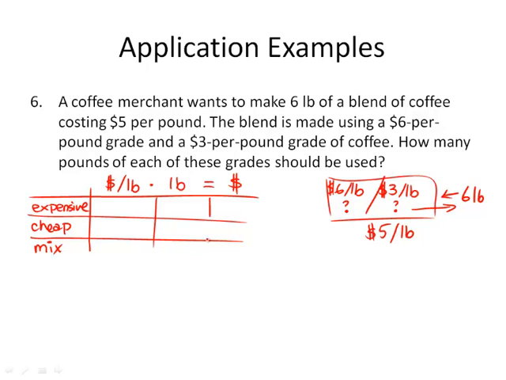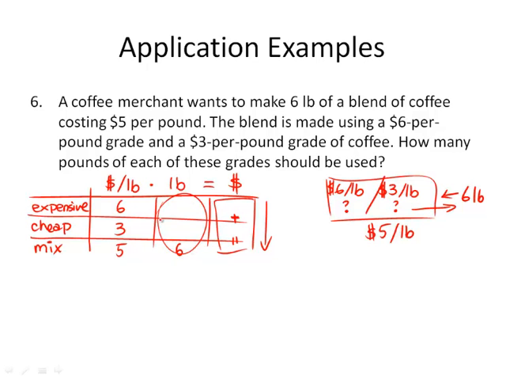So it's just a way of organizing your information. So the expensive coffee was $6 per pound, the cheap coffee was $3 per pound, the mixture was $5 per pound. Now we've got the number of pounds that we don't know, but we do know the mixture is 6. This final thing here we don't know, but we know that when you mix the expensive plus the cheap, you get the mixture. So that can create our equation later.